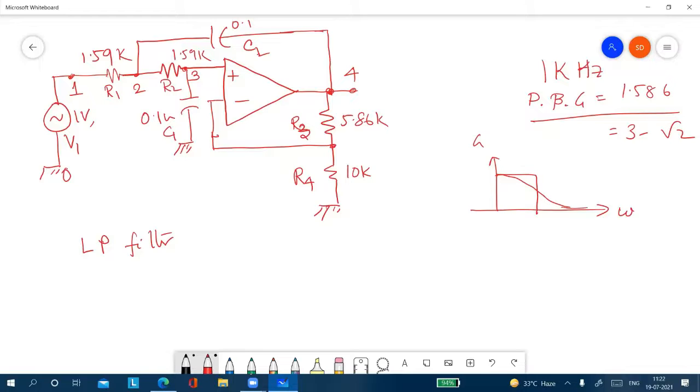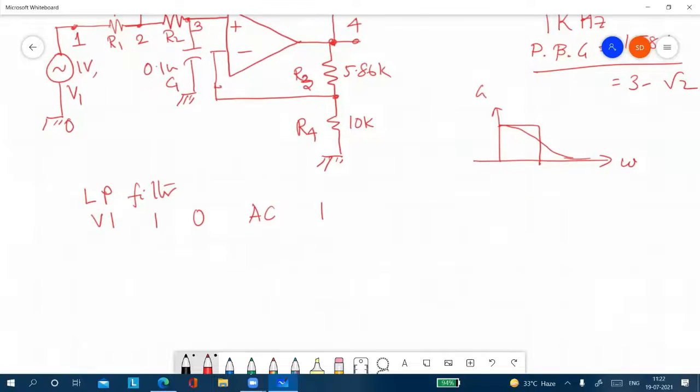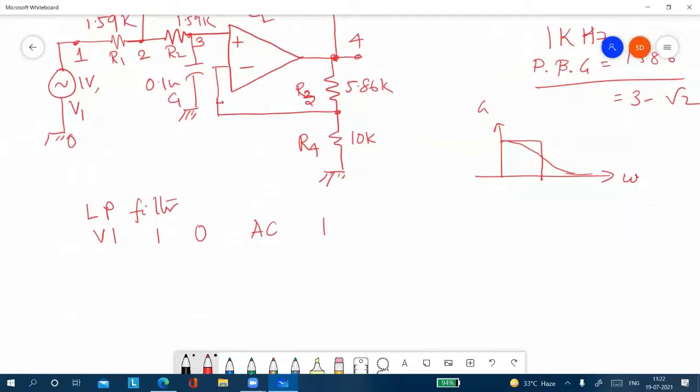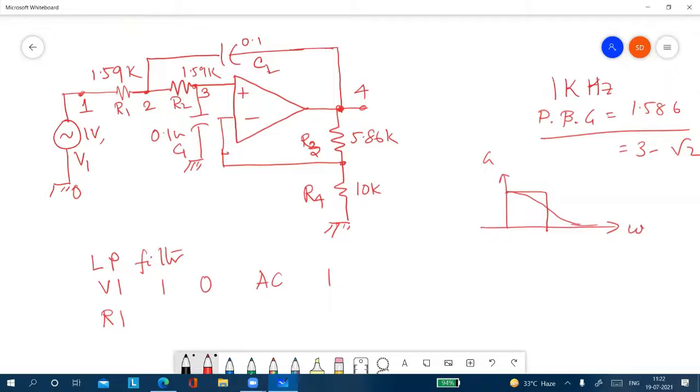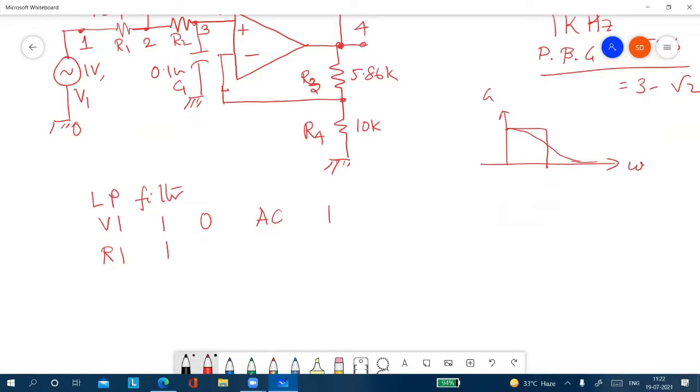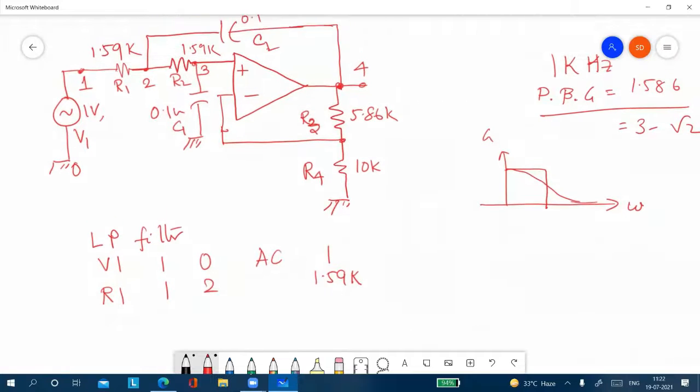All right. So LP filter. V1 1 0. Now we have an AC signal here, AC 1 volt. I assume that the phase is 0 degree. Okay. So this is V1. Now what is R1? R1 is connected between 1 and 2, and its resistance is 1.59 K. Then R2 is between 2 and 3. It is also 1.59 K.